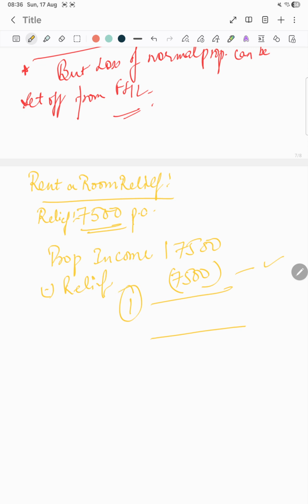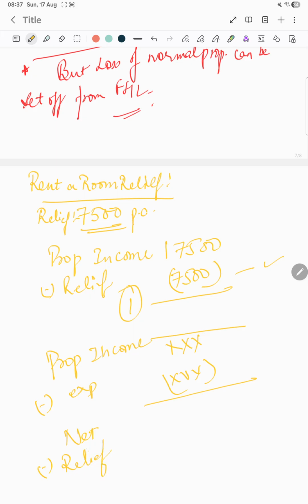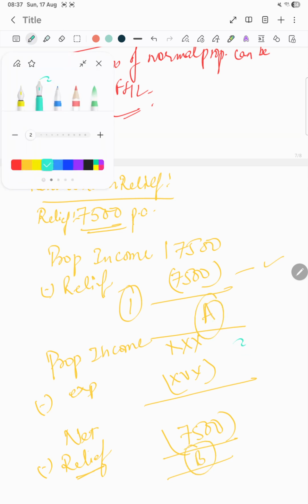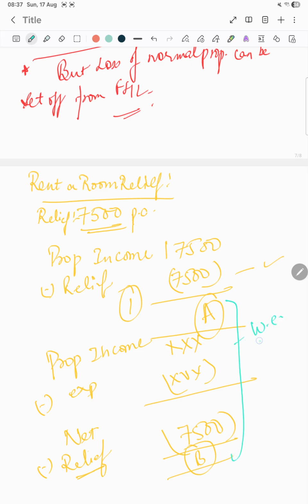This could be one way. Or, if you have incurred more expenses than this 7,500, you can directly calculate the income like this: less expenses, this is your net income, and from here you can deduct the relief, which means when the income exceeds 7,500, you can directly deduct this 7,500 relief from here. Whether to choose option A or option B will depend on whichever is more beneficial.